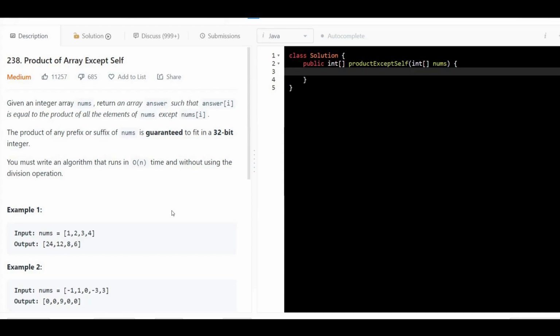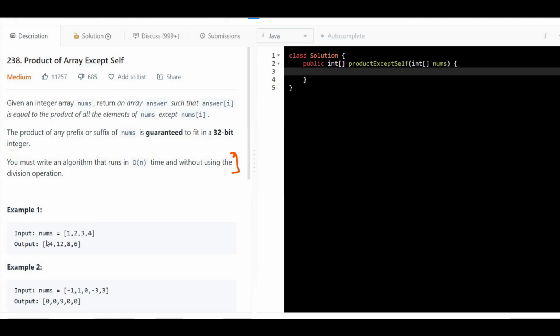Hello everyone, welcome back, and today we are looking at question 238, which is product of array except self. So we are given an integer array nums and we want to return an array called answer such that answer at index I is equal to the product of all the elements of nums except nums at index I. Now before we read these two lines, let's look at example 1 and see what's happening.